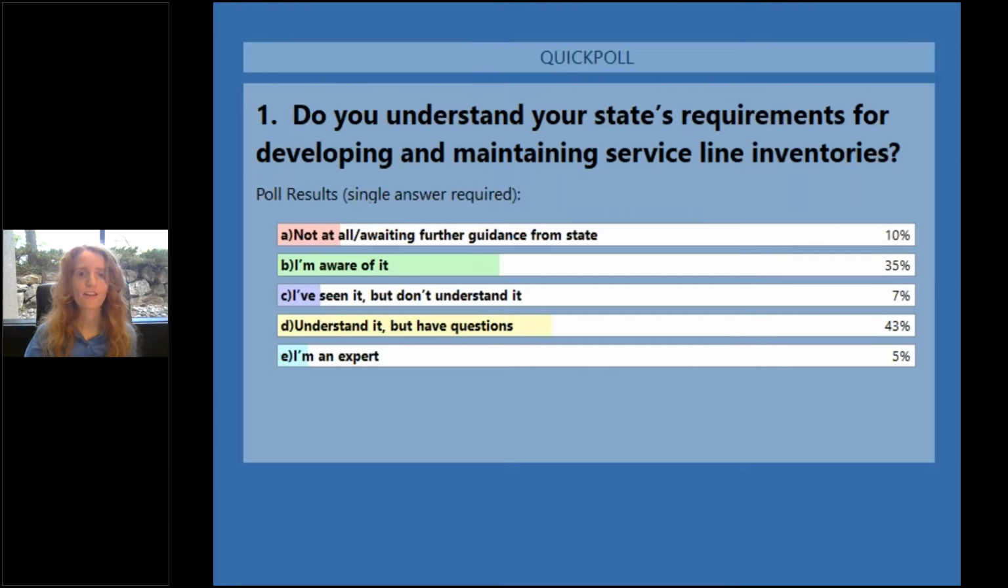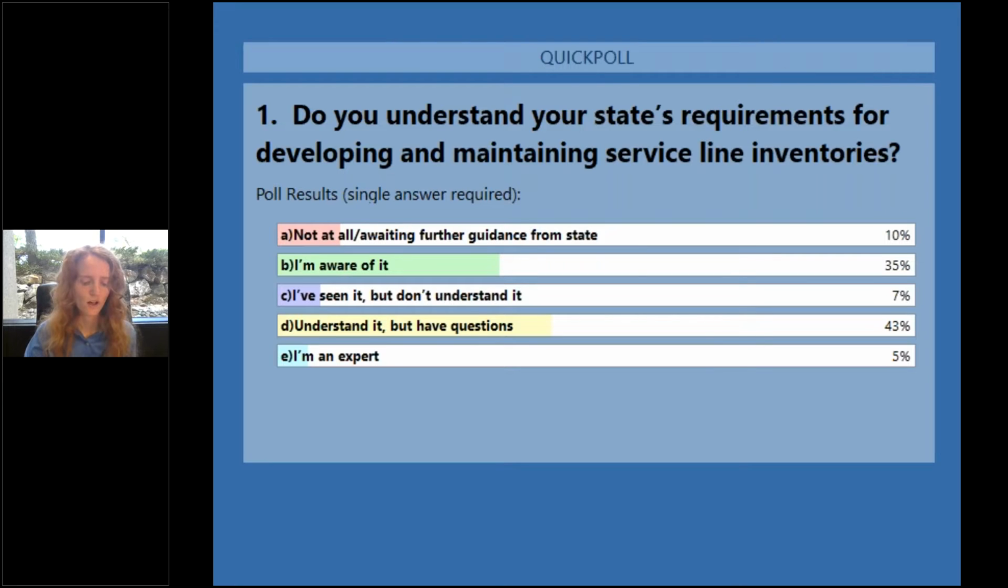Thank you for your answers there. It looks like 10% of our audience is not at all, awaiting further guidance from the state. 35% of the audience is aware. 7% answered, I've seen it but don't understand it. 43% understand it but have questions, and 5% are experts. That is a great start.